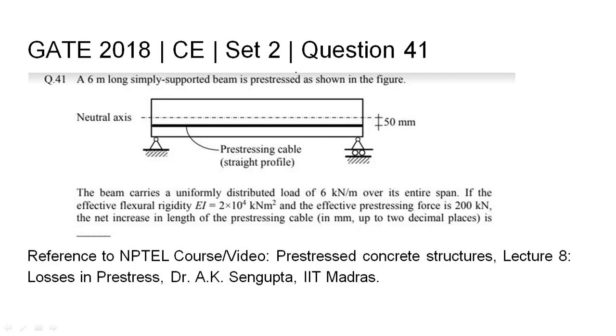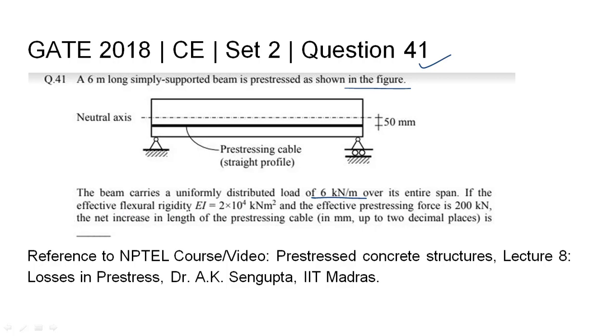GATE 2018 Civil Engineering Set 2 Question 41. A 6-meter long simply supported beam is pre-stressed as shown in the figure. The beam carries a uniformly distributed load of 6 kN per meter over its entire span.